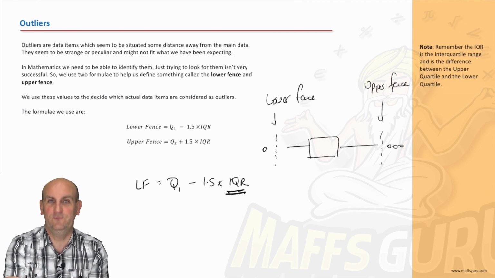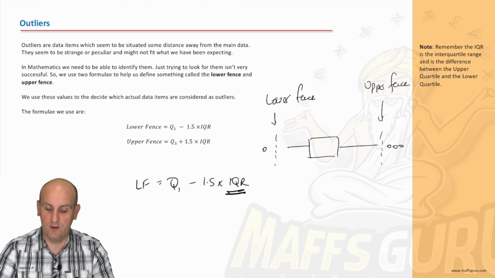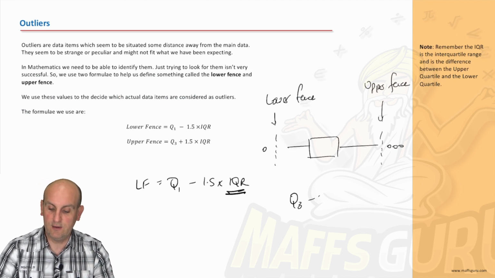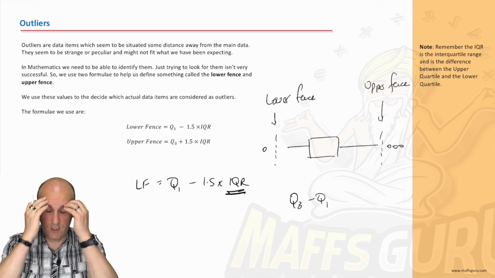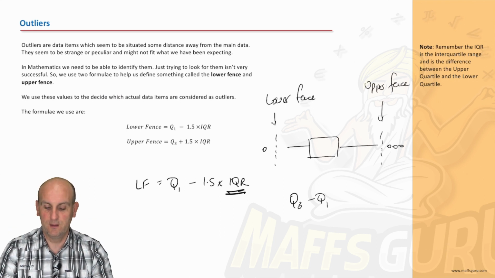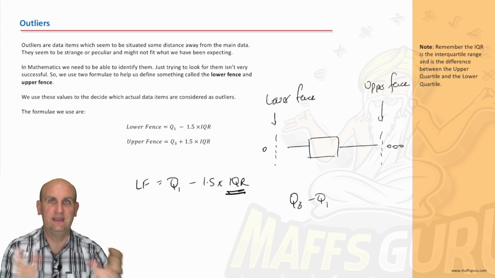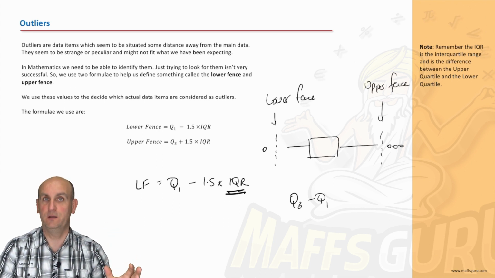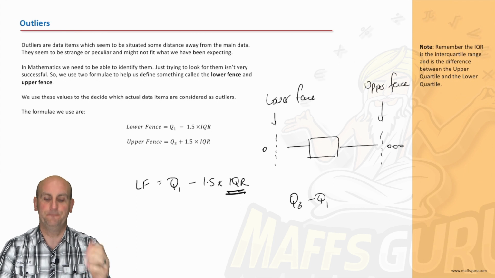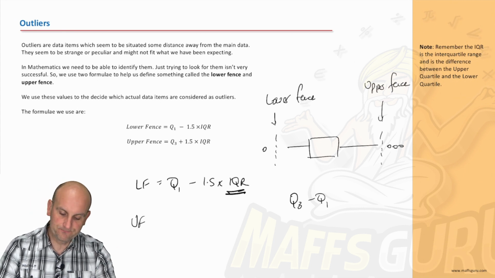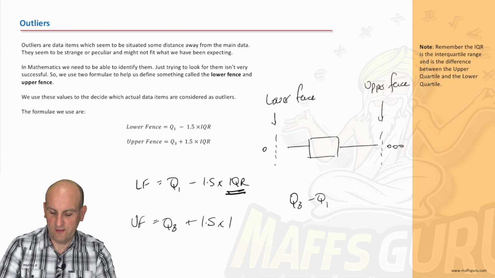Well, again, from a previous video, we noticed that the IQR is basically Q3 minus Q1. Ka-ching, that's awesome. So we can now work out a value by which our data, if it's to the left of my box plot, becomes an outlier. And likewise, my upper fence is given by Q3 plus 1.5 times IQR.